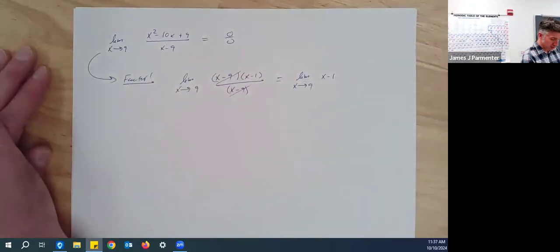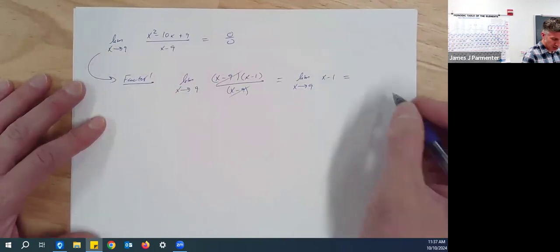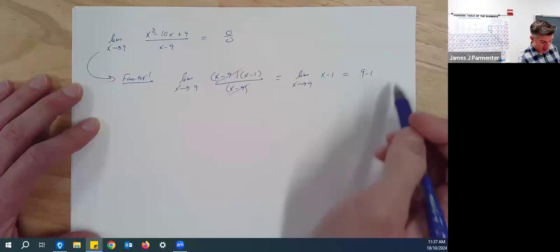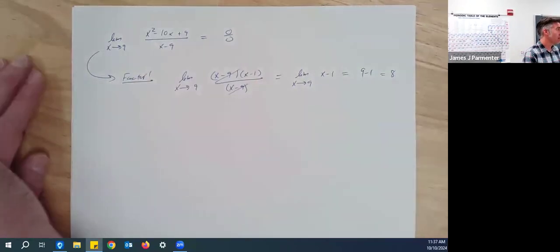Then I can plug in my 9 and get what? Right. And you could write 9 minus 1 if you really want to. You don't have to write the limit anymore, though, right? Because I don't have any x's here, so I should not write the limit. And that's going to be 8.